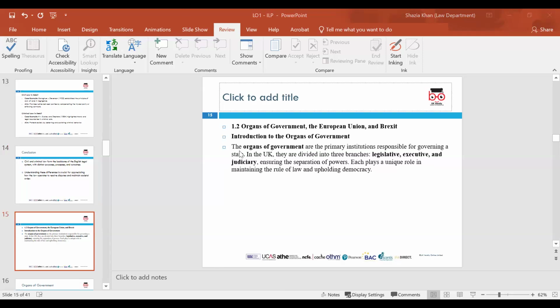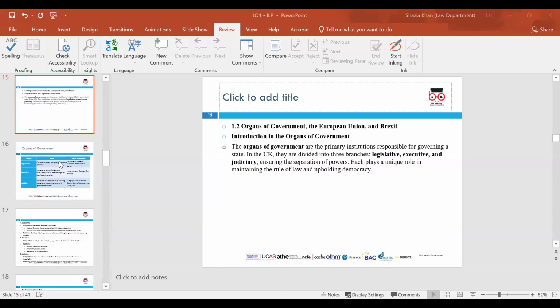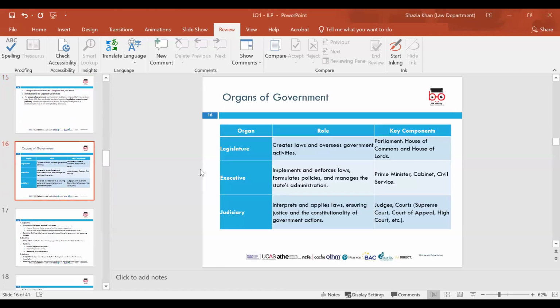So the next one is looking at the organs of the state. There are three main organs of the state: the legislature, the judiciary, and the government, which is the executive. We look at each one so you've got a bit of an idea what each one does. The first one is the legislature, who creates the law and oversees government activities. The key components are Parliament, the House of Commons and the House of Lords.